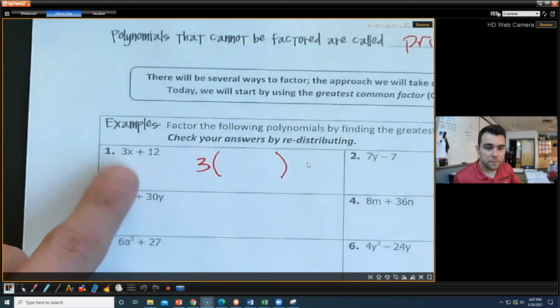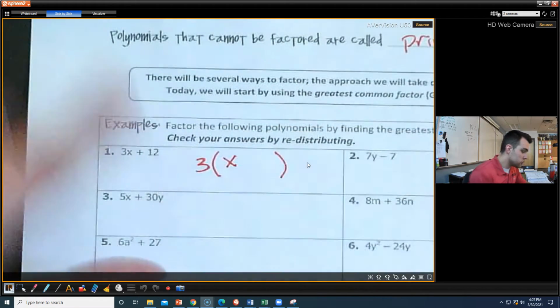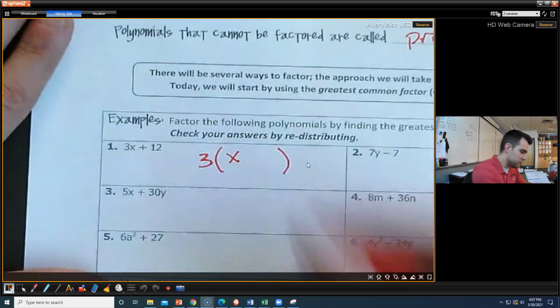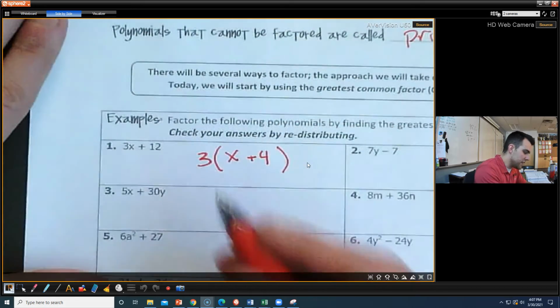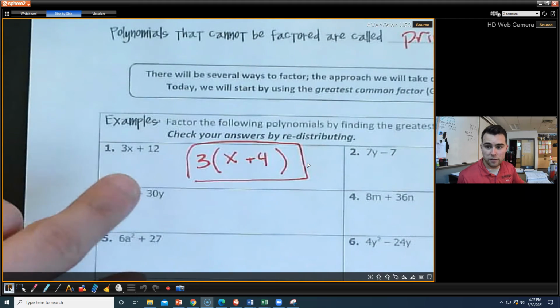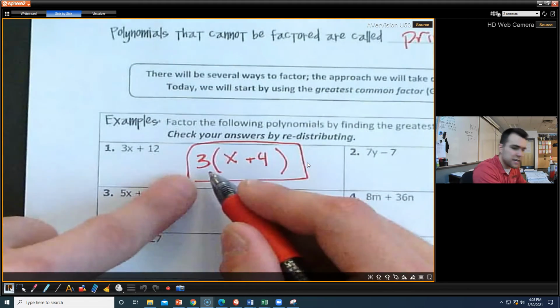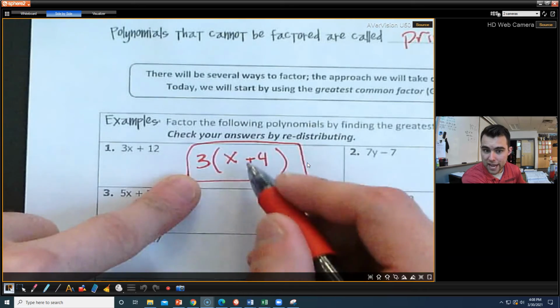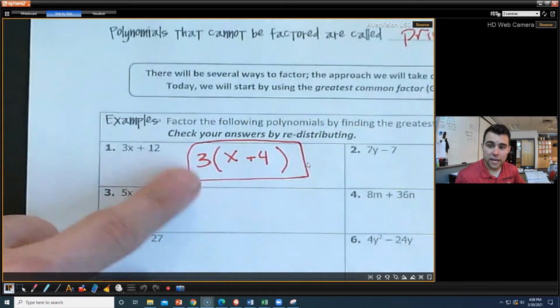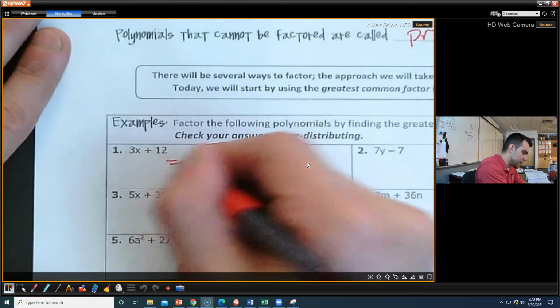So 3x divided by 3 is just x. 12 divided by 3 is a positive 4. And so this is our factored form of 3x plus 12. And what's a way you could check? Well, if I went ahead and distributed this 3 to the x and the 4, I would end up getting 3x plus 12 back because they are equal to each other. All right.